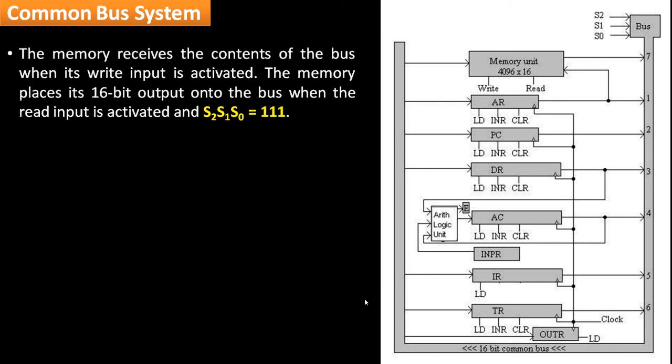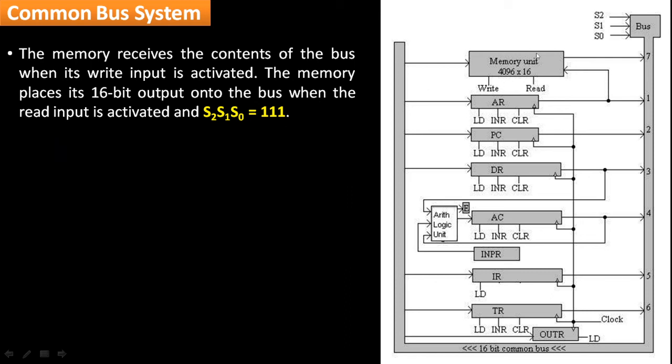Now, the memory receives the content of the bus when the write input is activated. That means when data is available in the bus system, it will get into the memory module only when a write signal is applied. The memory places a 16-bit output onto the bus when the read input is activated.